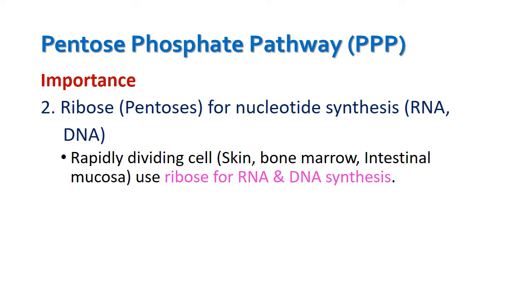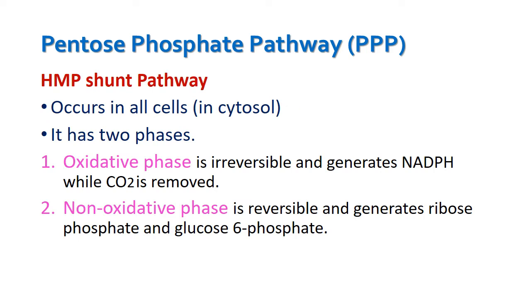Pentose phosphate pathway, or HMP shunt, occurs in the cytosol of all cells, and it has two phases. The one is the oxidative phase, the other is the non-oxidative phase. The oxidative phase is irreversible, and it generates NADPH, and there is a removal of carbon dioxide. During the non-oxidative phase, there is a production of ribose phosphate and glucose 6 phosphate. However, this reaction is reversible when we compare it with the oxidative phase.